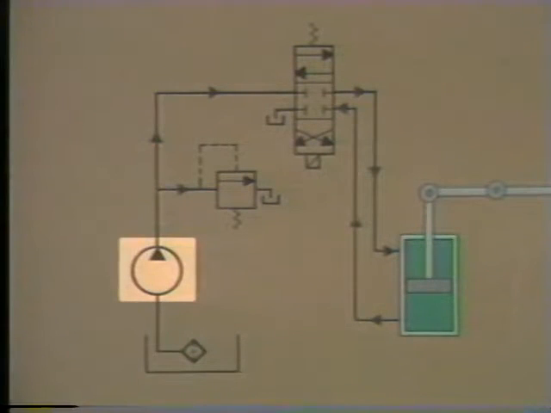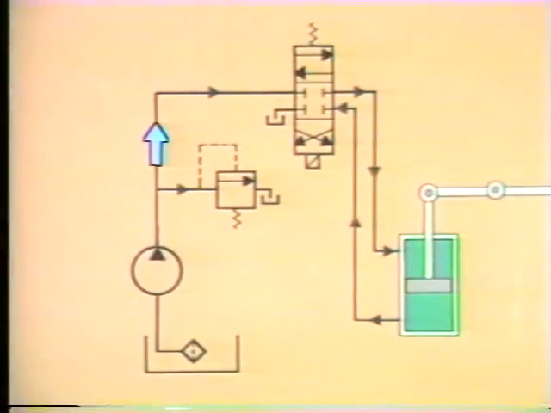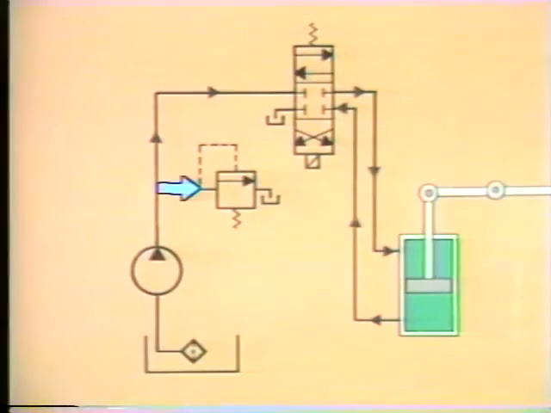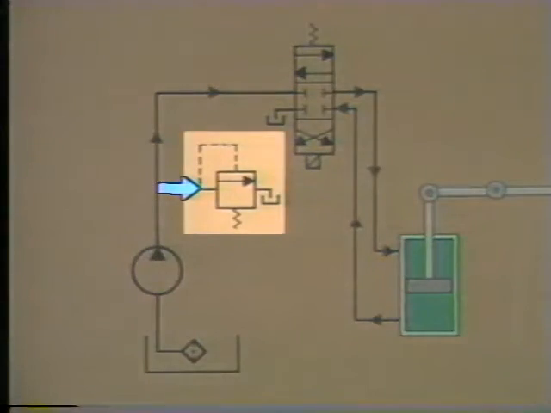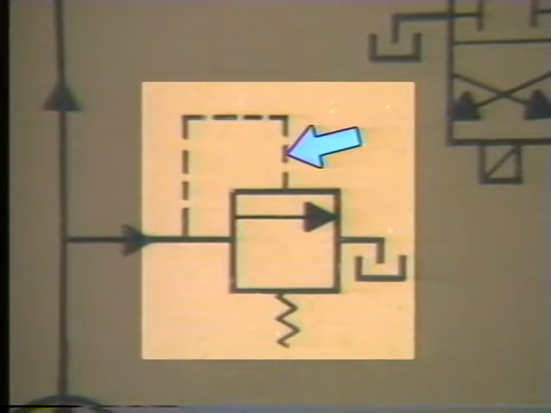When the pump is running, hydraulic fluid is pumped from the reservoir to two branches of the system. One branch leads to the directional control valve. The other branch leads to a pressure relief valve. The relief valve is used to maintain proper operating pressure in the system. The arrow inside the box indicates direction of flow. The dashes on the symbol represent a pressure sensing line.